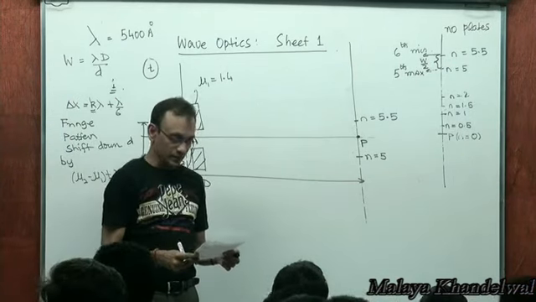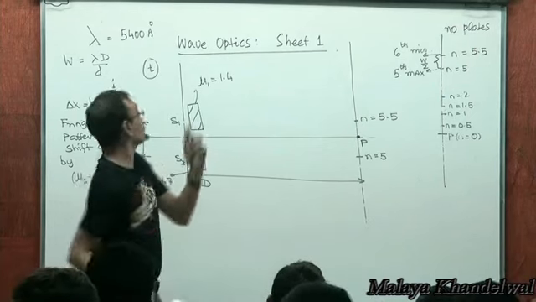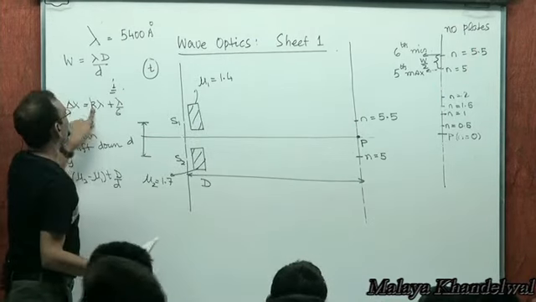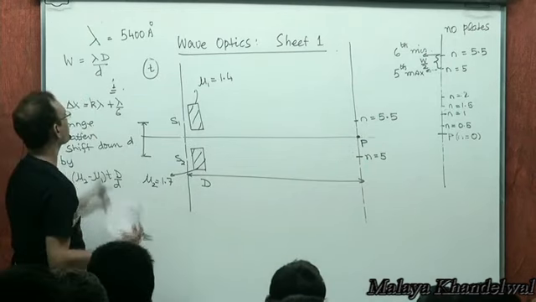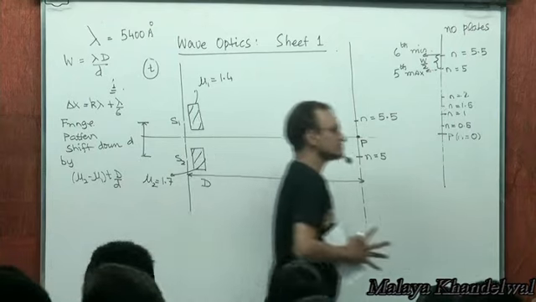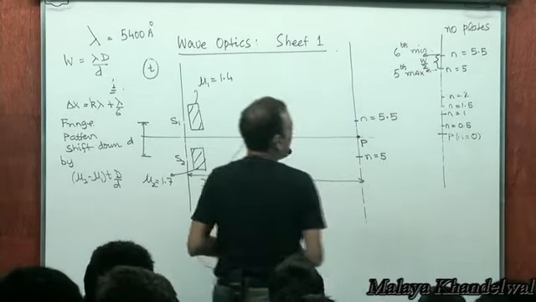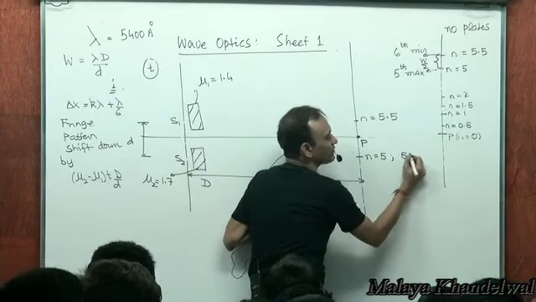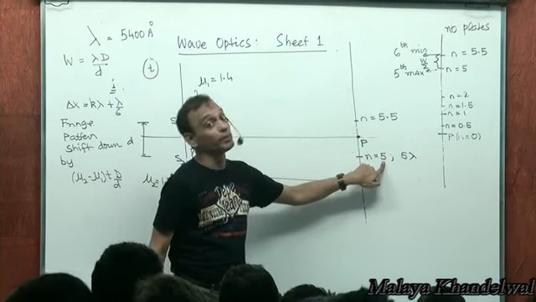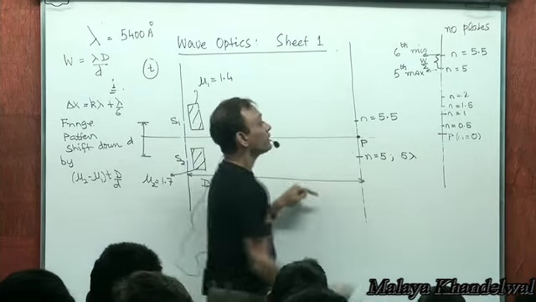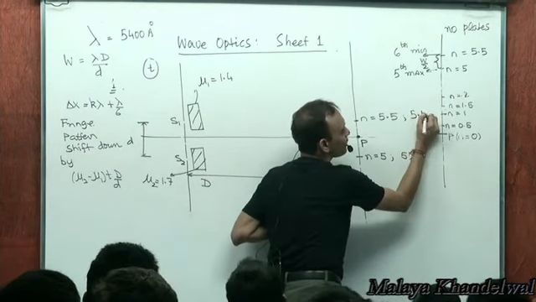Now using this data, we want to be able to calculate the thickness of the glass plate. First of all, I want to know the value of K. Observe that at P, at this point, what is the path difference? 5 lambda. If the order of the fringe is 5, then the path difference is 5 lambda. If the order of the fringe is 5.5, then the path difference is going to be 5.5 lambda.